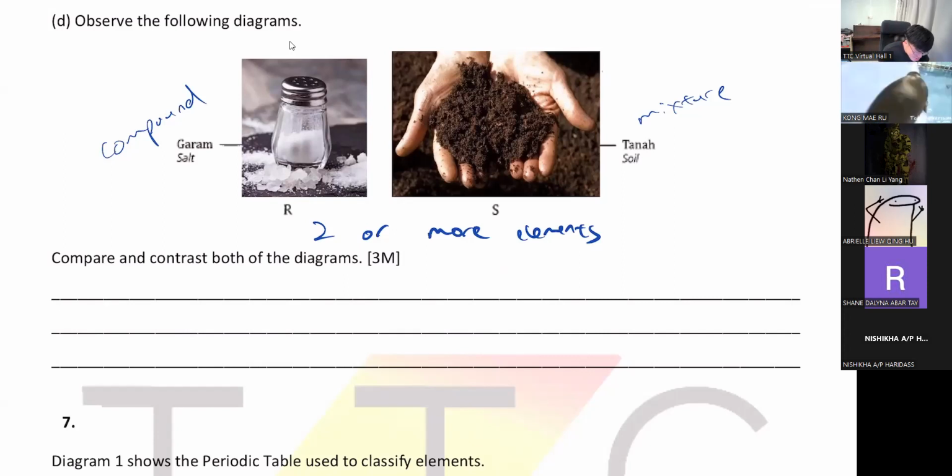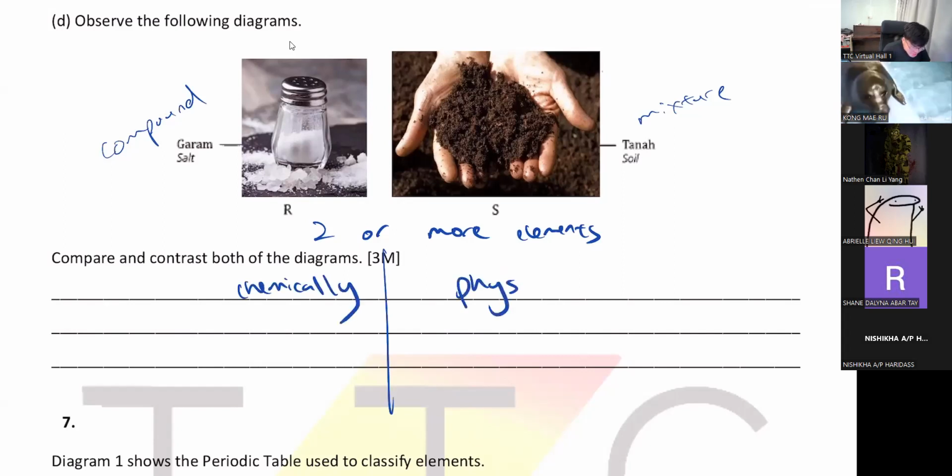Okay, so what's the difference here? One is combined chemically, one is combined physically. Bergabung secara kimia, bergabung secara fizikal.